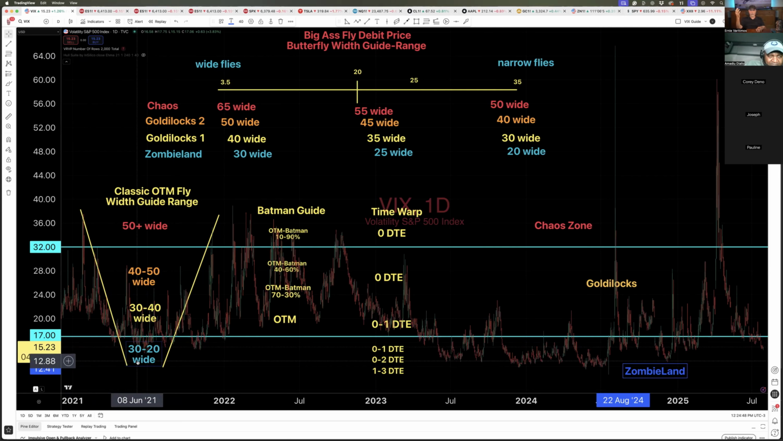Am I going to put on a bullish fly or a bearish fly? That's the next thing I want to determine. I know how wide it is, and then I'm going to determine whether it's a bullish or a bearish fly. So I go to my next chart.